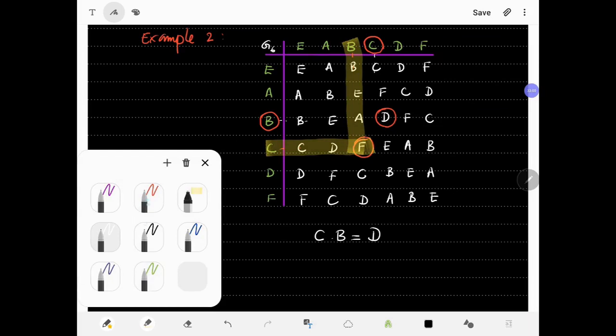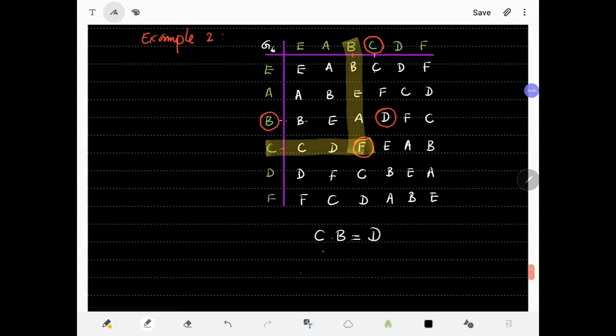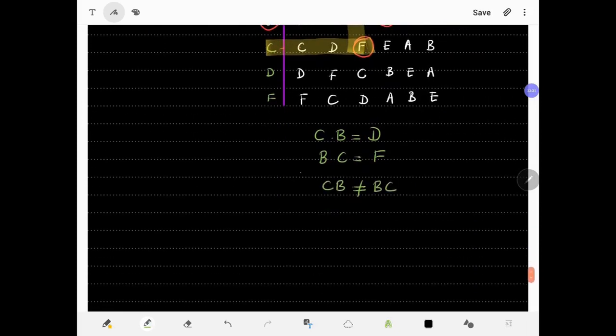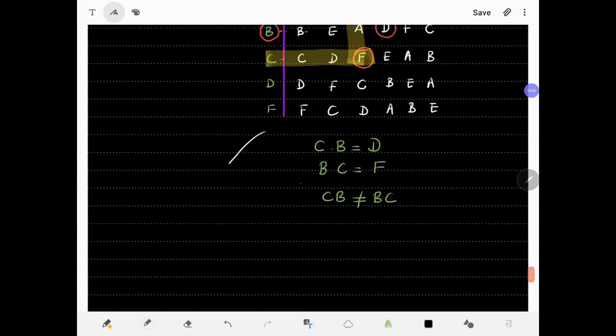If you take the other way around, taking B multiplied by C, you would see that it is not D but it is F. And hence you can say that in the above group, elements do not commute with each other, and this group doesn't belong to abelian group. In fact, we say it's a non-abelian group.